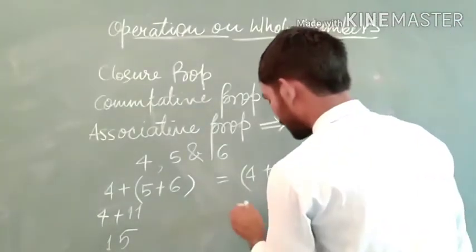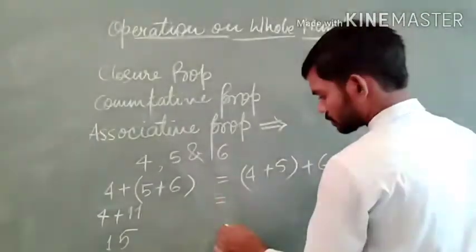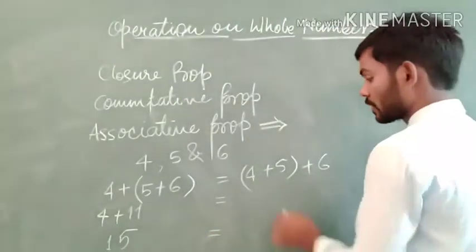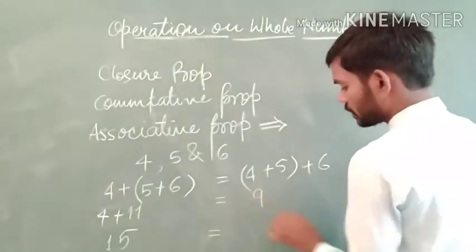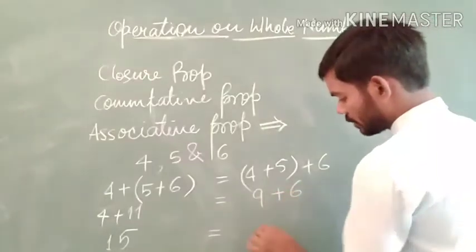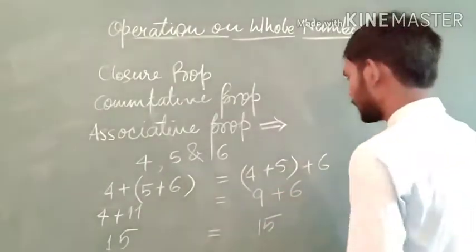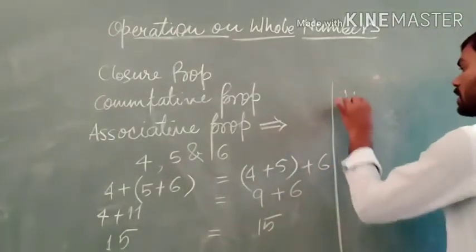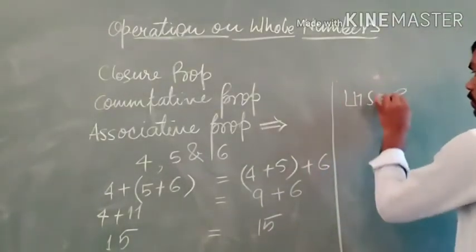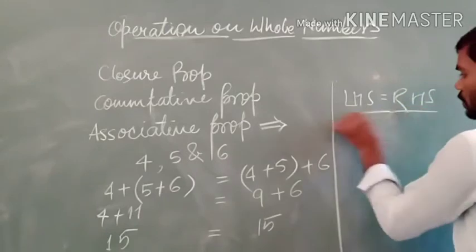Now on the right hand side we can see 4 plus 5 is 9, plus 6, which is also equal to 15. So here we can see that the left hand side is equal to the right hand side.